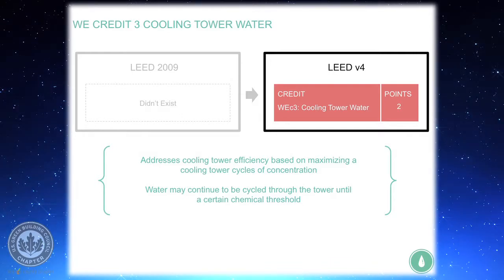One of the first new credits in the water category is the cooling tower water credit. So this is a water efficiency based credit that focuses on maximizing the cycles of concentration that you're using in a cooling tower. So essentially based on the chemical makeup of your water, you can recycle and reuse that water in a cooling tower up to a certain amount of time when the water reaches a certain concentration of chemicals. So we want those cycles maximized in order to use the least amount of water possible.